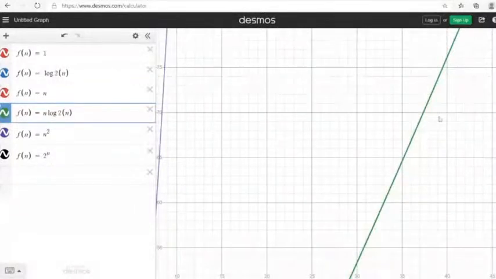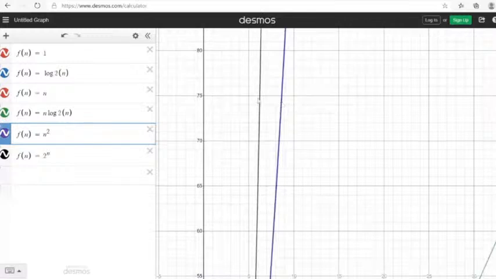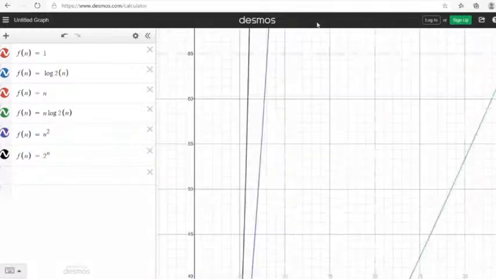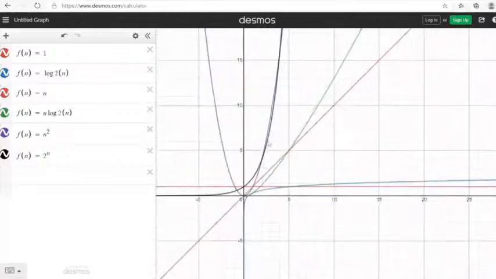Next, after this green line, the next line that you are seeing is the purple line. After that only you see the black line. But initially, if you see, the black line is somewhere just better than purple.